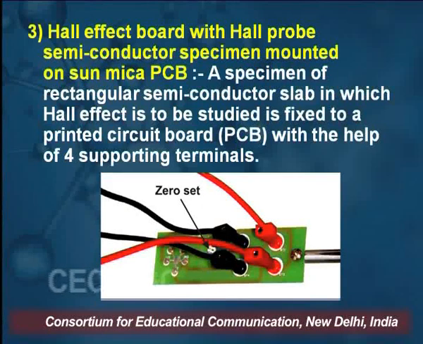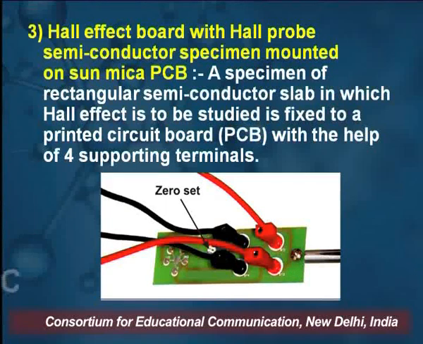A specimen of the rectangular semiconductor slab in which the Hall effect is to be studied is affixed to the printed circuit board, that is a PCB, with the help of 4 supporting terminals. Here we see on the screen that we have 4 terminals, 2 are red and 2 are black, 2 connected with the voltage and 2 connected with the current source.